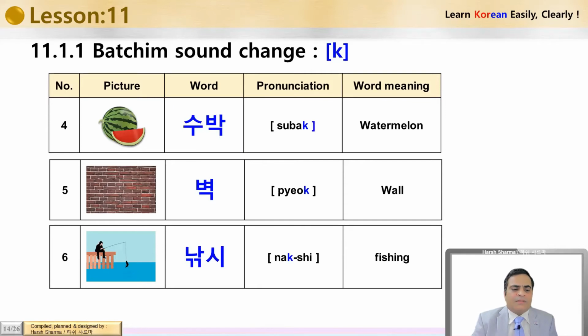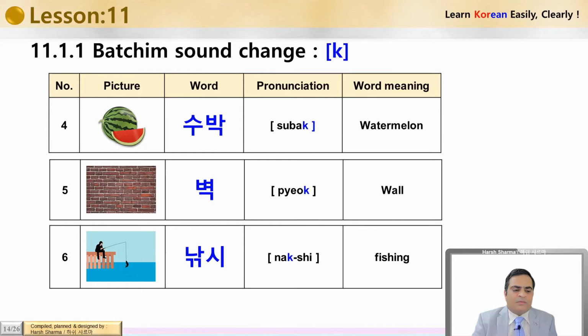See a few more examples. See number 4, the picture is of a watermelon. Pronunciation will be subak. And number 5, you can see that is pyok. Pyok is wall.